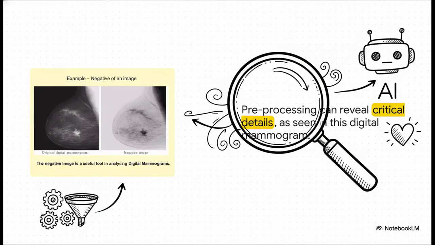And this is where it gets incredibly powerful. Take a look at this digital mammogram. A really simple pre-processing trick, just creating a negative of the image, can make these tiny, critical details so much more visible to a doctor or to an AI that's analyzing it. This isn't just some abstract idea. This kind of thing can literally help save lives.